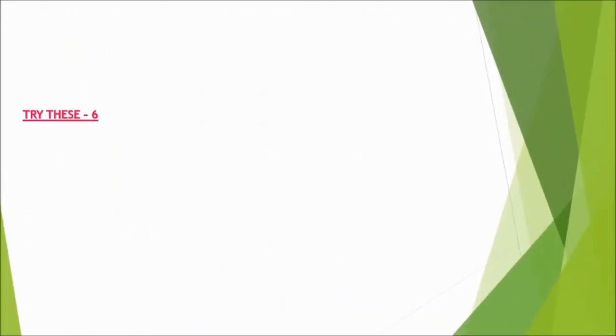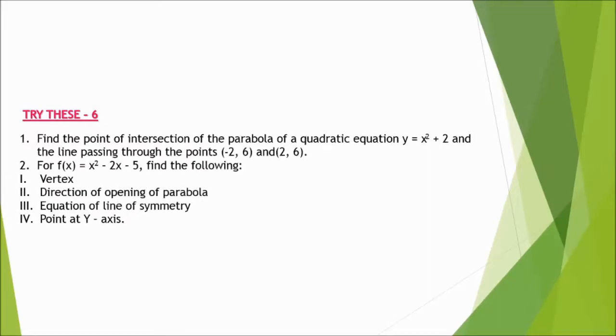Try these 4 questions for you. A long question for 5 marks here, 1 and 2. I don't think there is any problem. These are characteristics, and they are not written as characteristics; they are asked in a question. These are characteristics. Okay, vertex. So you can easily find the direction of opening as a is 1, so it is positive, upward direction.